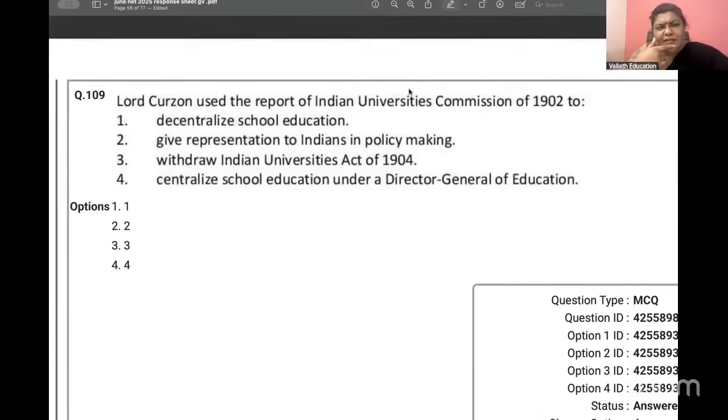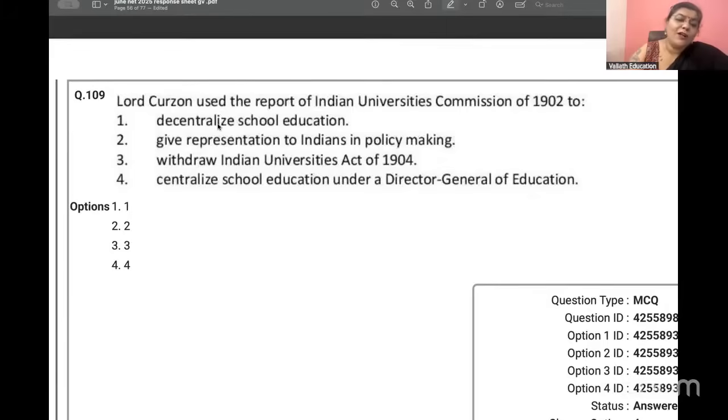used the report of Indian Universities Commission of 1902. Maybe you didn't get that right. It is not easy. Withdraw Indian Universities Act is wrong. Give representations to Indians in policy making is wrong. Because Indian Universities Commission was more controlling. It was not giving representation. It was centralizing, not decentralizing, we can guess.